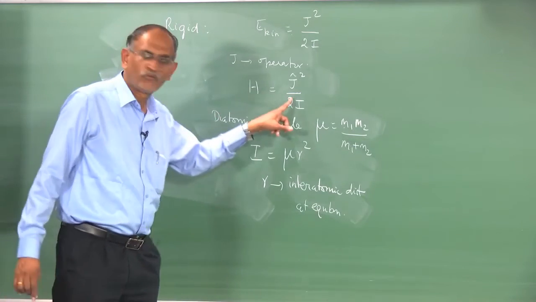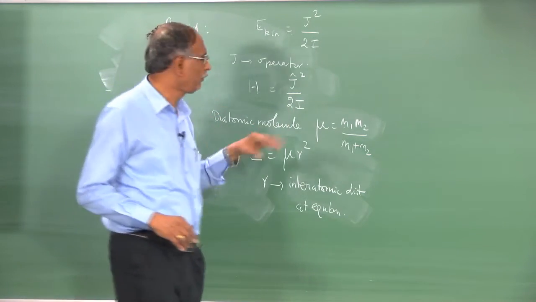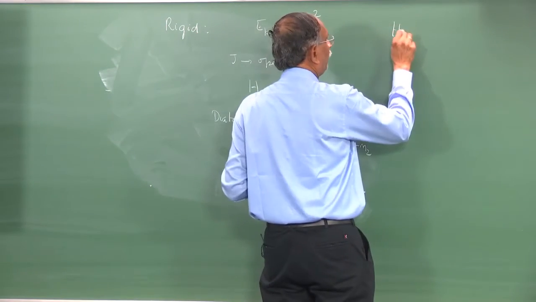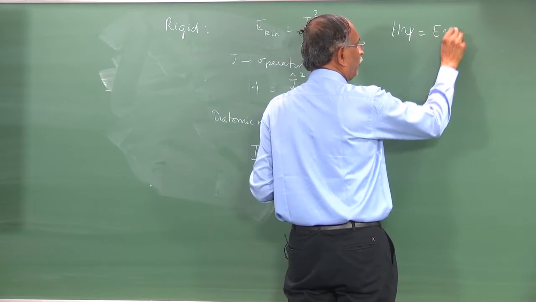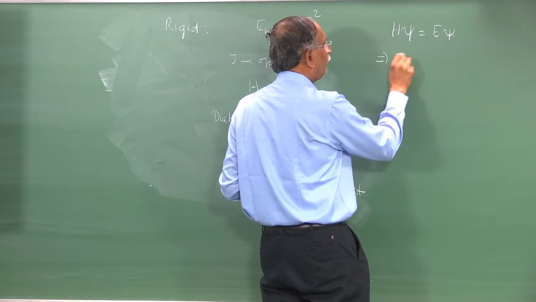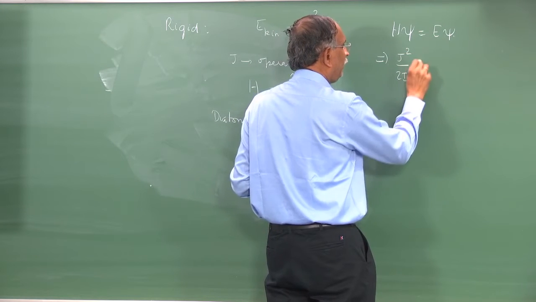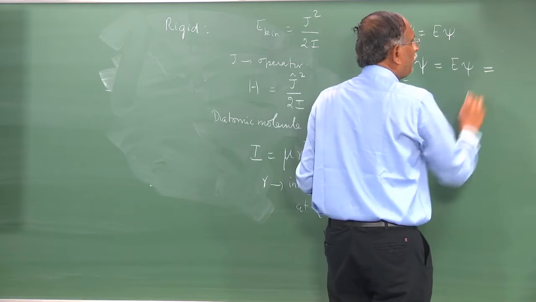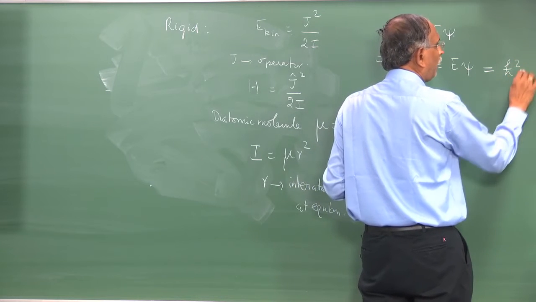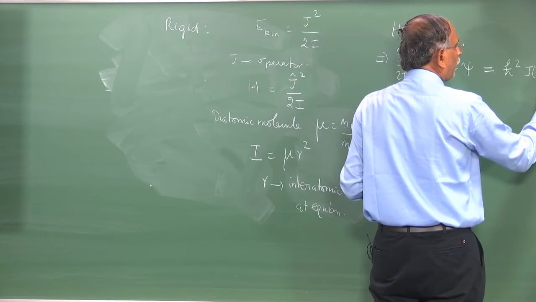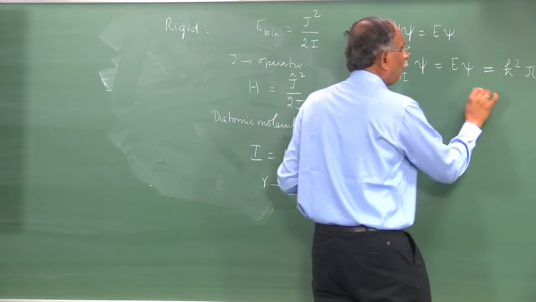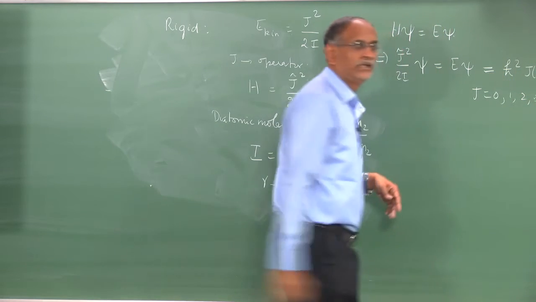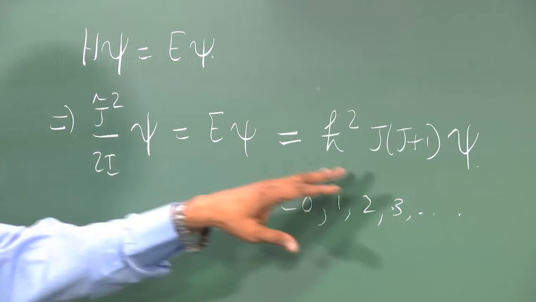This was used to solve, of course I gave you the solutions, and quantum mechanics tells us how to solve this problem by writing the Schrodinger equation H psi is equal to E psi, and this gives you J squared by 2I acting on psi, J being the operator, giving you E psi, and this E turns out to be h bar square J into J plus 1, with a quantum number J, where J is 0, 1, 2, 3, etc. This was the solution that we had used.